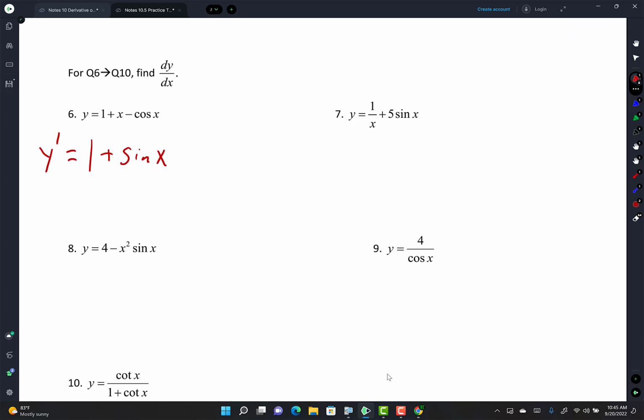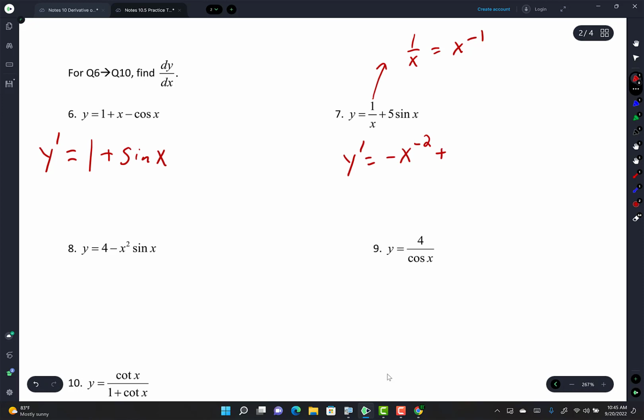Cool or not cool? On the side, you write that 1 over x is equivalent to x to the negative 1. You haven't taken a derivative. That's just to make life easier for you. So y prime equals, bring the negative to the front, x to the negative 2. I'm taking a derivative, guys. That's y prime, right? Plus, you don't have to do product rule for 5 sine x. You just take the derivative of 5 sine x. Plus, what's the derivative of sine? 5 cosine x.